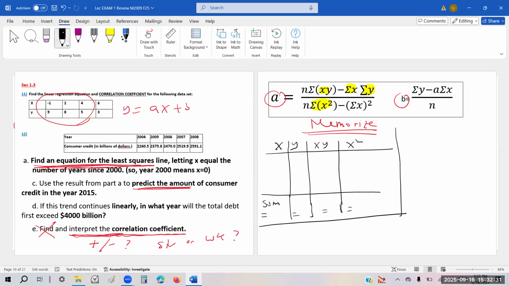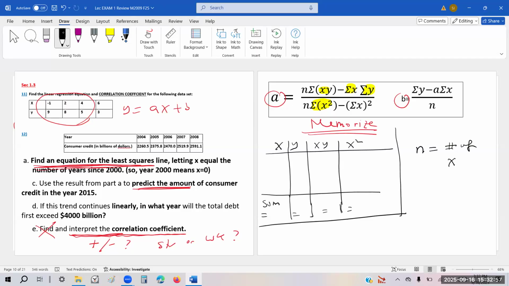And then you replace everything here. What is n? How do you know what n is? N represents the number of x, or the number of y. In other words, the number of xy pairs. So if I give you only 3 of them, your n will be 3.